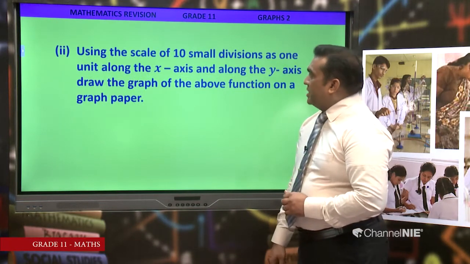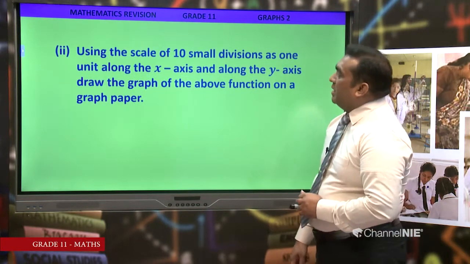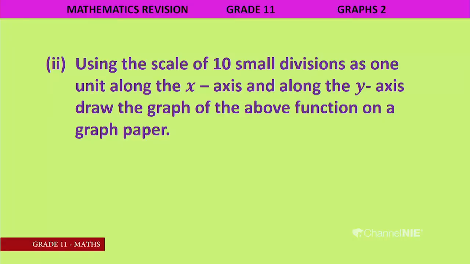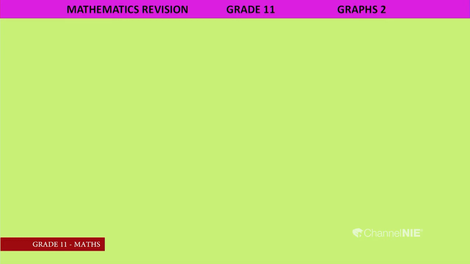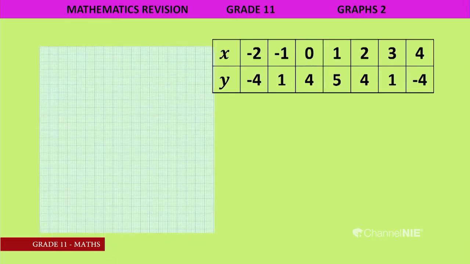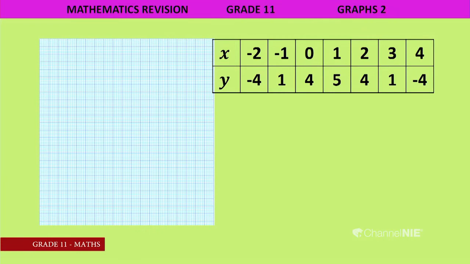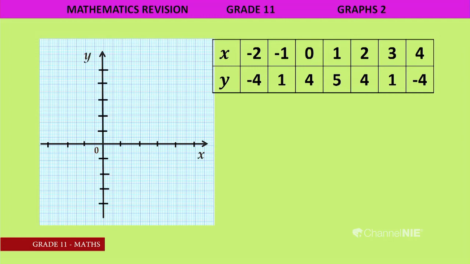Using the scale of 10 small divisions as one unit along the x-axis and along the y-axis, draw the graph of the above function on a graph paper. This is the table of values. This is your graph paper. Drawing the x-axis, then drawing the y-axis. Then this is the origin. Now the scale. Put in numbers on the x-axis and y-axis.